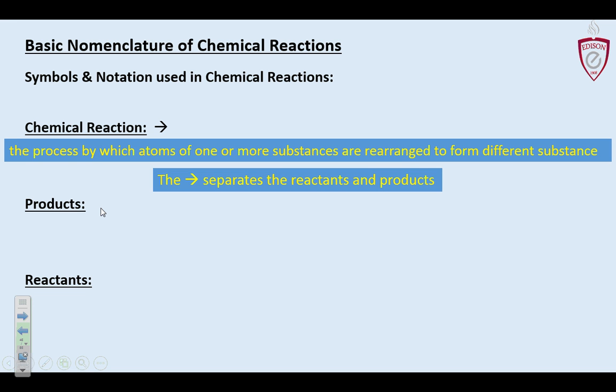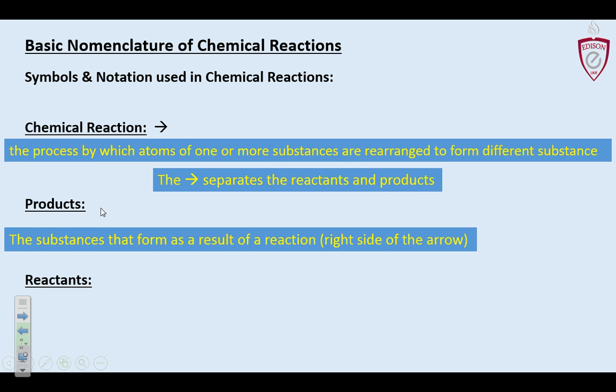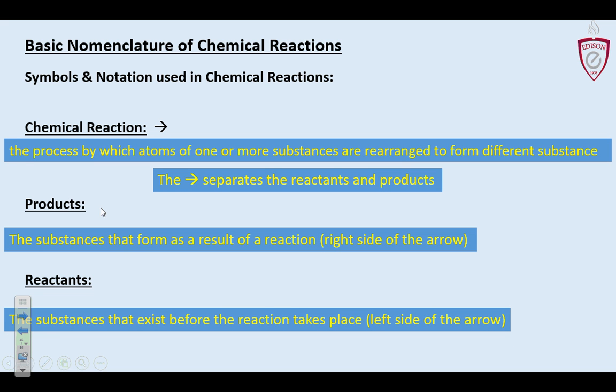Those are our next two terms. The products are the substances that form as the result of a reaction. They're on the right-hand side. And then the reactants are the substances that exist before the reaction takes place. You could call them our ingredients, if you will. Reactants will react. They're on the left-hand side. So the arrow is like a before and after. Before the arrow, we had these things. The arrow was the chemical reaction, the change. Then after the arrow, we got those things. That's it.